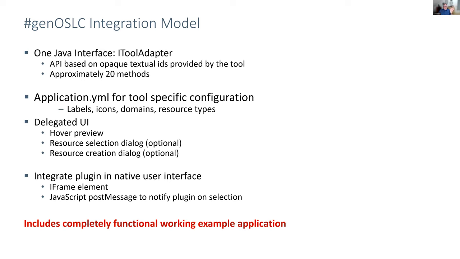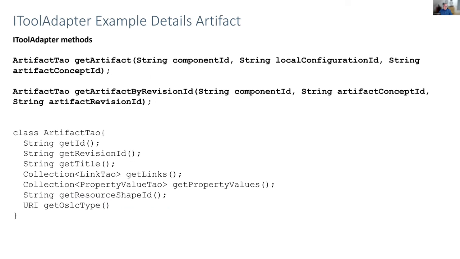And in my experience, developer documentation is good, working examples better. And genOSLC includes a full working example. I'm going to give you a quick demo of this working example so you can see what I've been talking about. The point is that your developers can see how it works, and then it makes it very straightforward to take something that's working and connect it to your existing system.